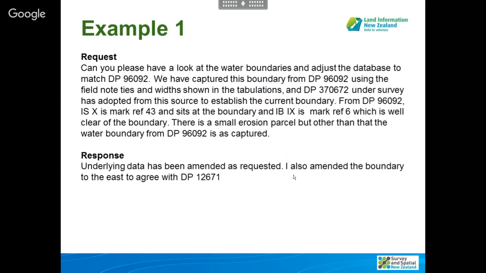So for the first example, just wanted to show an example of some really good evidence that was given to us in the request, because as we said in the first session, it's all about evidence, evidence, evidence in the exception request. The more detail and more information you give us, the easier it is for us to interpret and make amendments where required, or make a judgment call on what's needed. So in this particular request here, the user had told us where the boundary was captured from, the fact that they'd used field note ties, that there were some marks that clear the boundary, there's erosion, parcel, but things like that, and then asked us, can we match the water boundaries because they were adopting from that plan 96092.